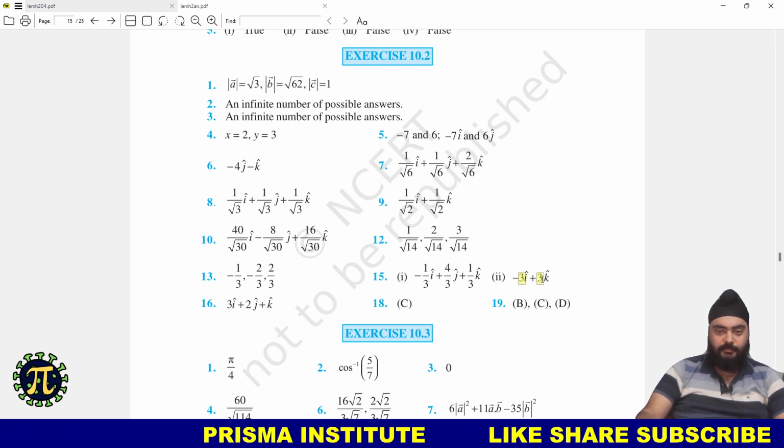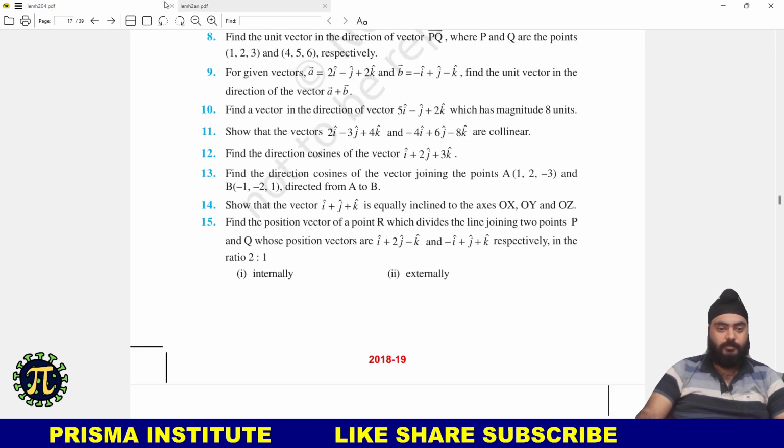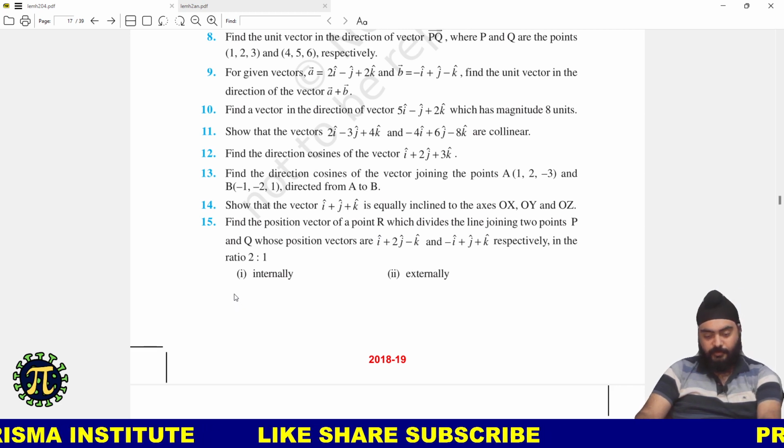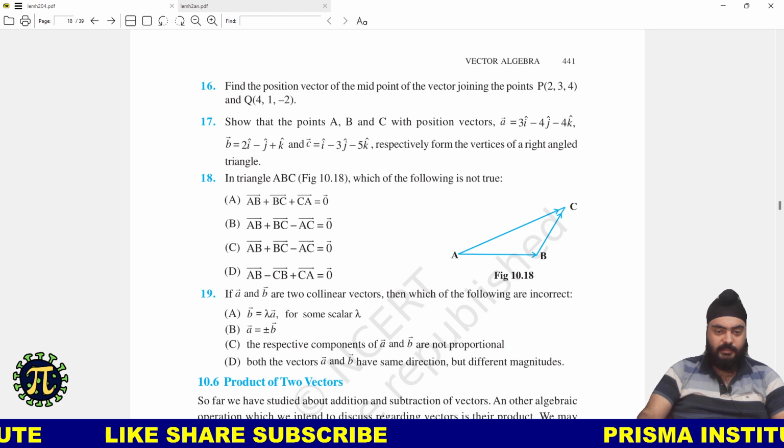Minus 3i plus 3k, right? And minus 1 by 3, 4 by 3 and 1 by 3, which is correct. So moving forward, 15 questions are done, 3-4 questions are left in the exercise. It's a fairly simple exercise.